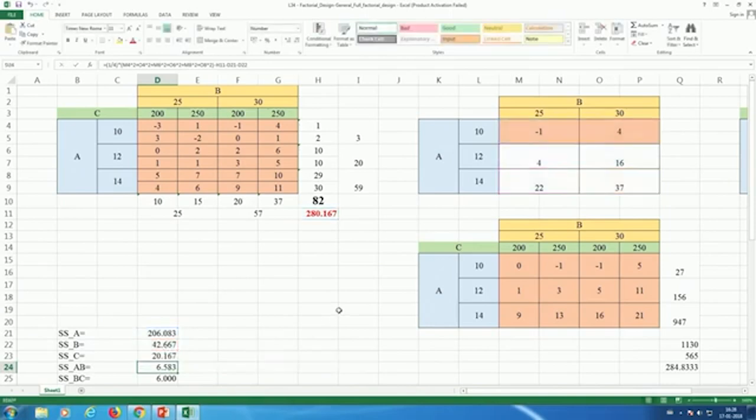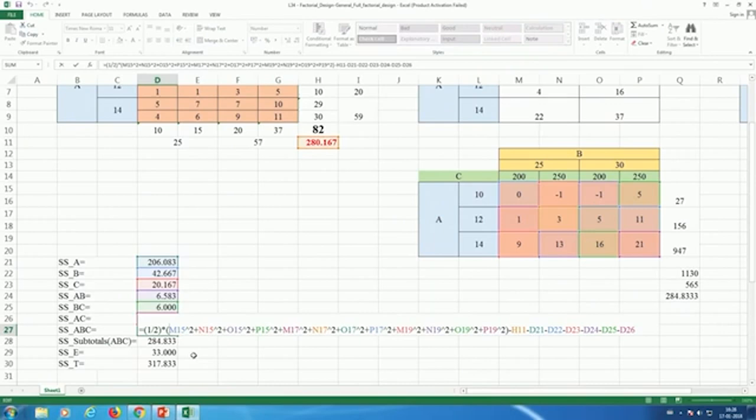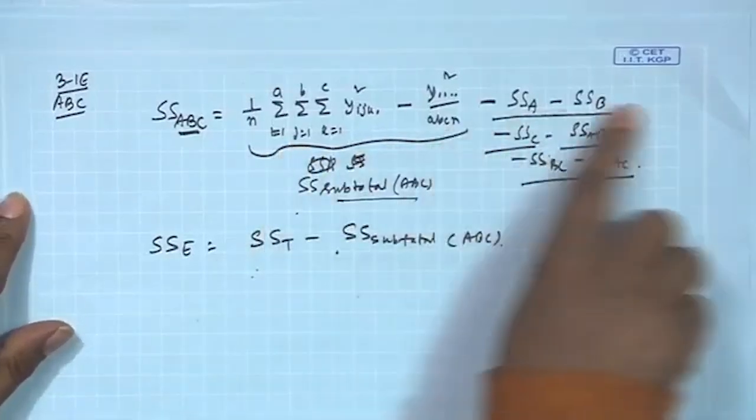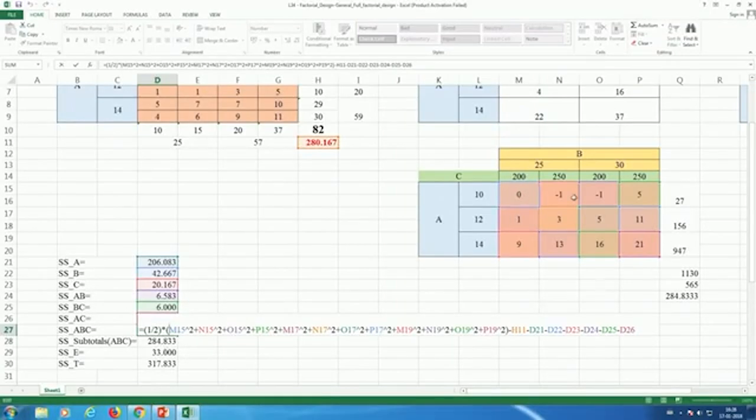Suppose you want to see SSABC, the three-way interaction. What is the formula for three-way interaction? It is SS subtotal ABC minus all the other factors, and the subtotal is 1 by N, so 1 by 2, times, where is this? 1, 2, 3, 4, 5, 6, 7, 8, 9, 10, 11, 12, because ABC equals 12. So, these 12 cell totals are squared, and minus obviously this one, SSA, SSB, SSC, SSAB, SSBC, SSAC, all these are considered here. D26 is SSABC. So, this is the way you can compute it.